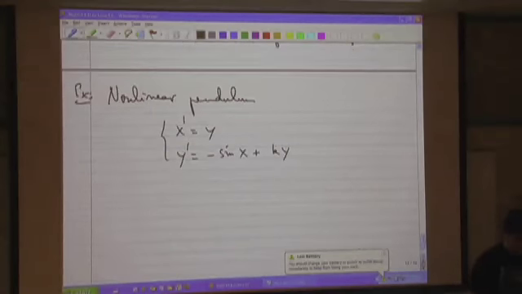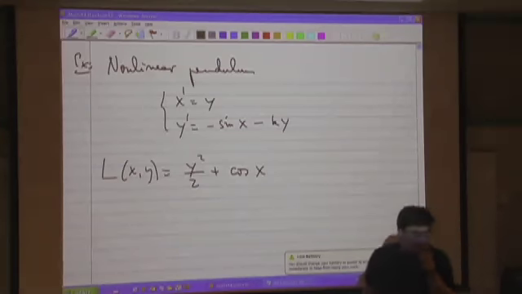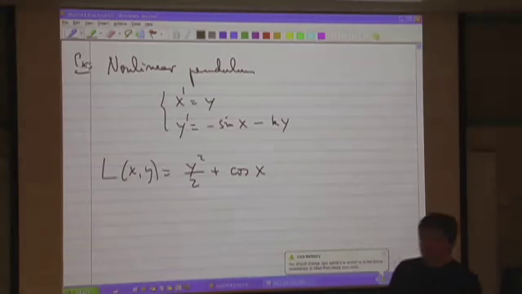Excuse me. It's minus k, right? That's the friction term. Okay? So, Lyapunov function, and you'll see, I don't know if you'll see why, but let's consider it to be y squared over 2 plus cosine of x.